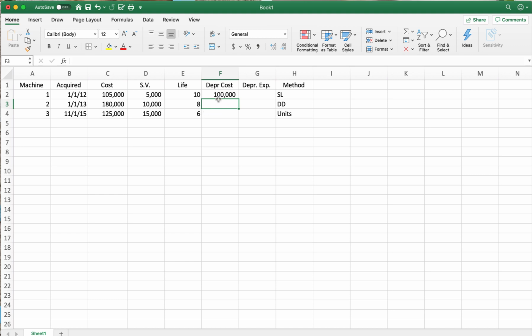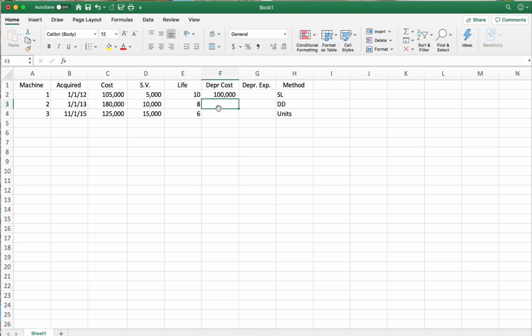Can I figure out depreciation cost each year? I can. Can I do it this way, the way it is? No, because each year the depreciation expense is going to change. So I can't use that, right? When we're using our double declining method, what is our depreciable base? Well, our depreciable base is the cost, right?